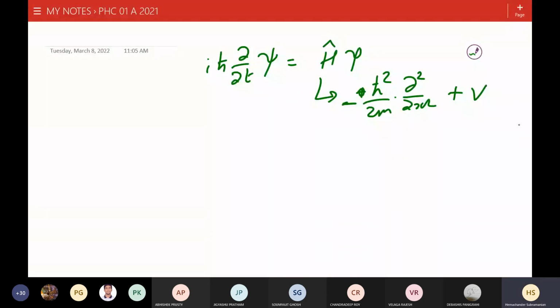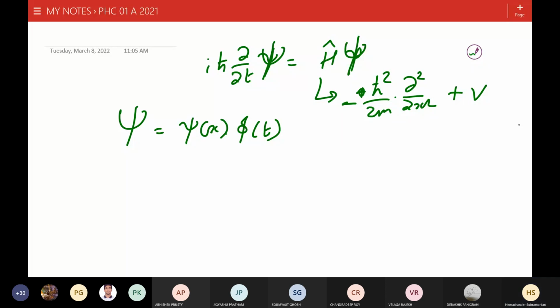All right. So capital psi is psi of x times phi of t, and then we do the separation of variables. I'm sorry, I keep messing up. We did this last time. Do you want me to do it again, or can we just proceed? Could you just go through it once, basically? Okay, let's go.